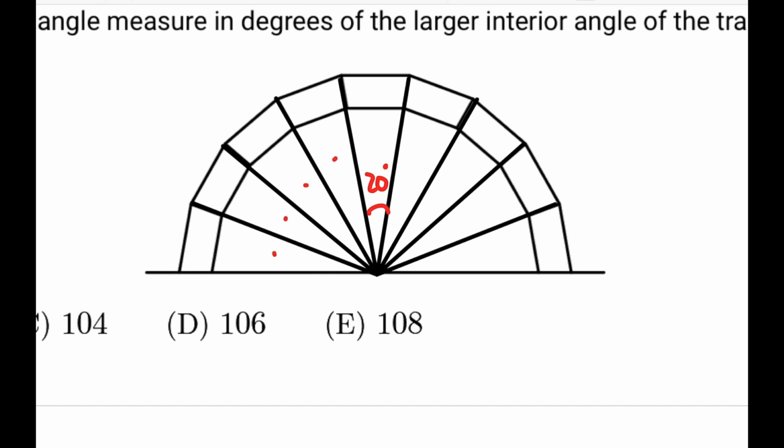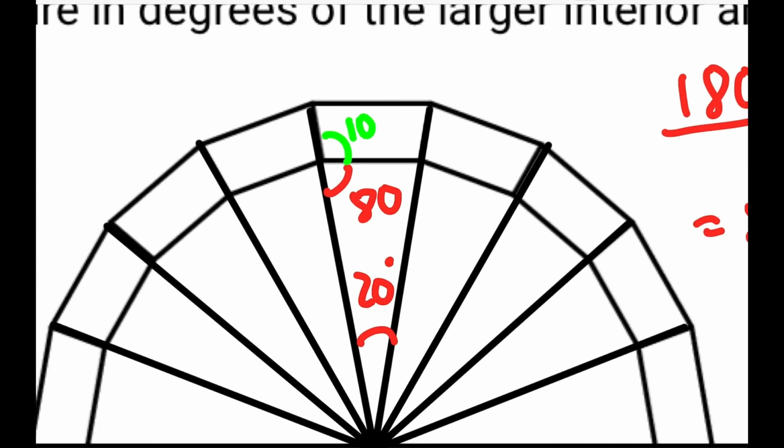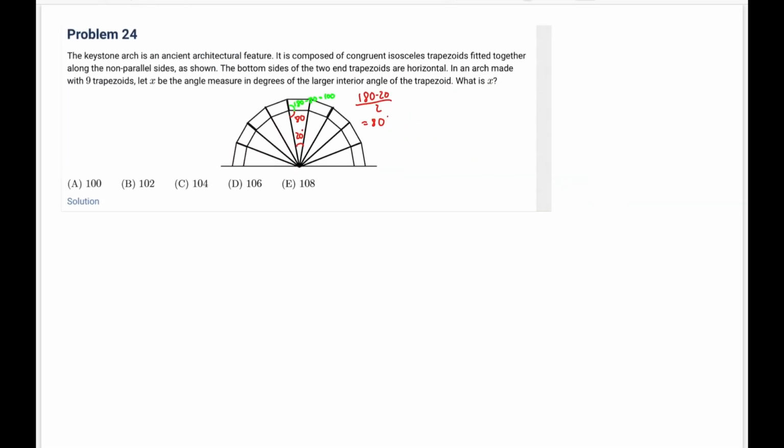And so since this is 20 degrees, this much would be 180 minus 20 over 2. This is 80 degrees. No, this is not 80. Yeah, this is 80 degrees, right? So this is 80. And so the larger interior angle, what we want is this angle right here. So this is 180 minus 80, which equals 100 degrees, right? So the answer is 100, so it's A.